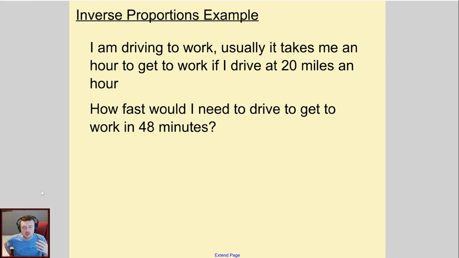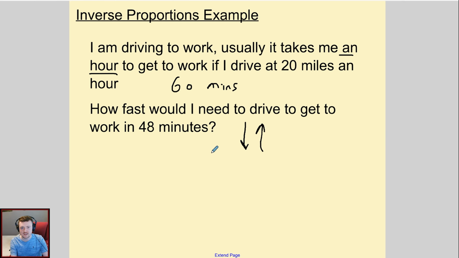I'm driving to work, and usually it takes me an hour to get to work if I drive at 20 miles an hour. How fast would I need to drive to get to work in 48 minutes? This doesn't say the words inverse proportion or direct proportion, but I've got to know and think to myself about the context of the question. If I've got to get somewhere in less time, because an hour is 60 minutes, I'll put 60 minutes here, and I've got to get there in less time. To get there in less time, I must drive faster. So that means as time goes down, speed goes up. That means it's an inverse proportion question.